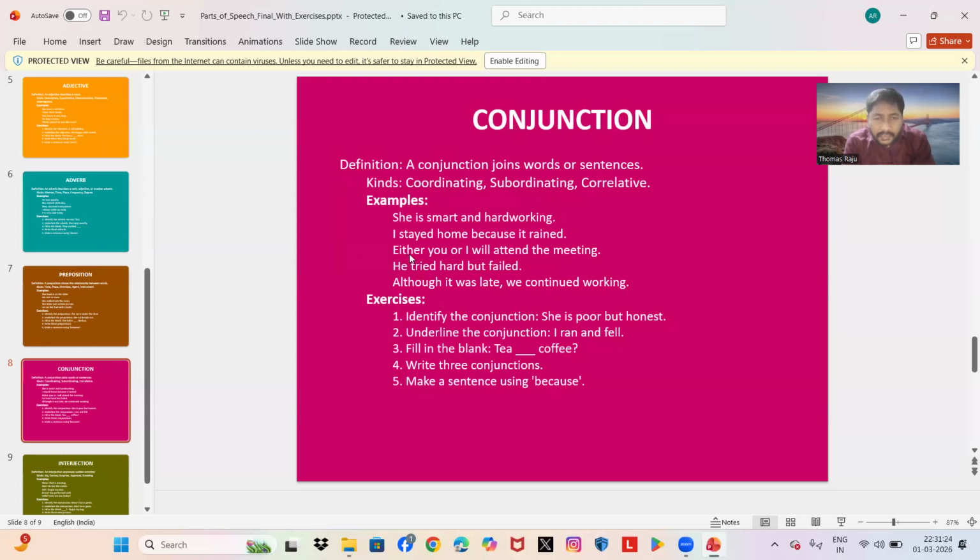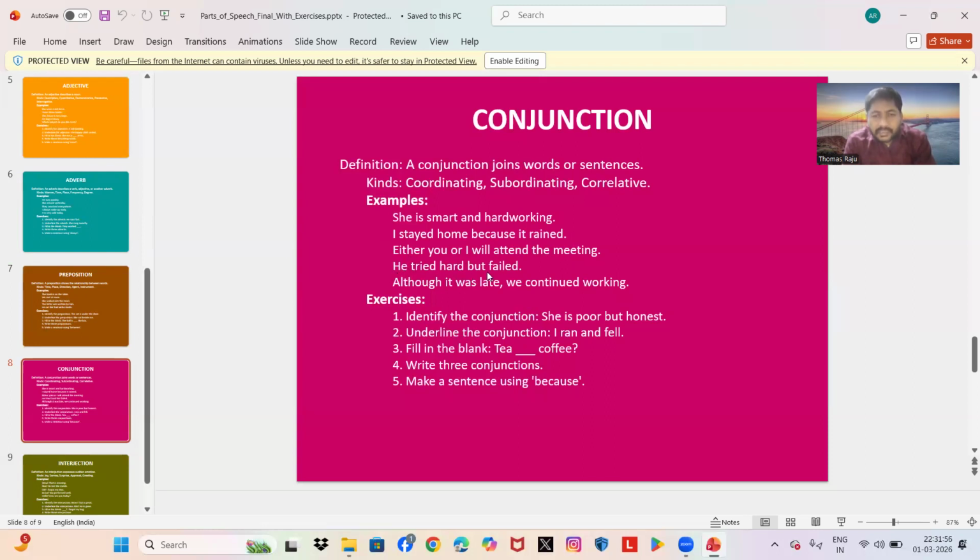Next, either you or I will attend the meeting. This is very, very important in view of public examinations. So what is the conjunction here? Either or. Either or, neither nor, not only but also. These are some important correlative conjunctions, which are often asked in the examinations in grammar.